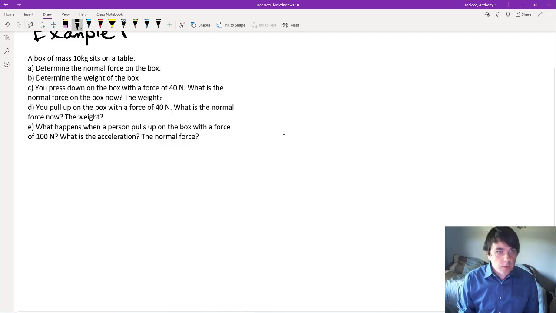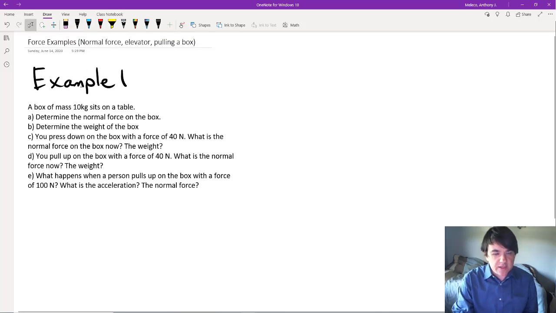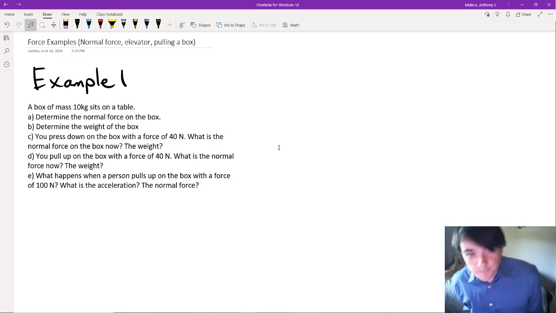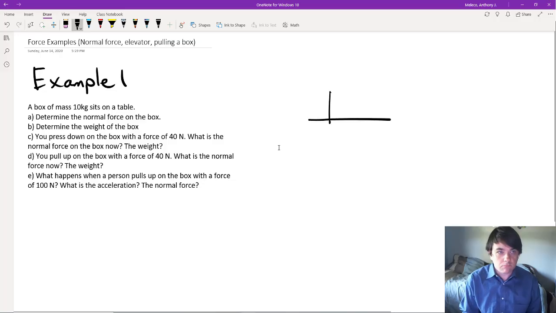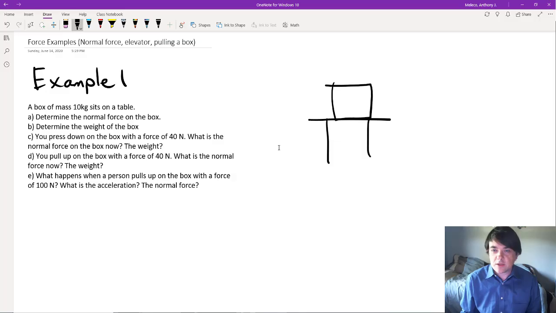So here's example one. It looks like a lot because it is, but that's just because it's an extremely thorough example. So let's go ahead and look at this. We've got a box of mass 10 kilograms that's sitting on a table. In other words, it would look just like this. You've got a table, and you've just got a box sitting there, and it's 10 kilograms. And we want to determine the normal force on the box and the weight on the box.